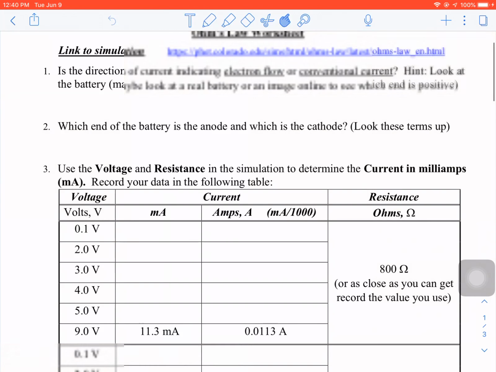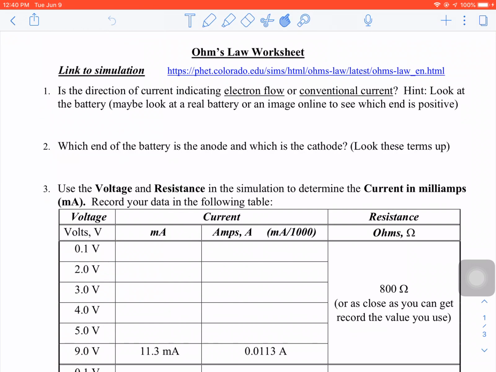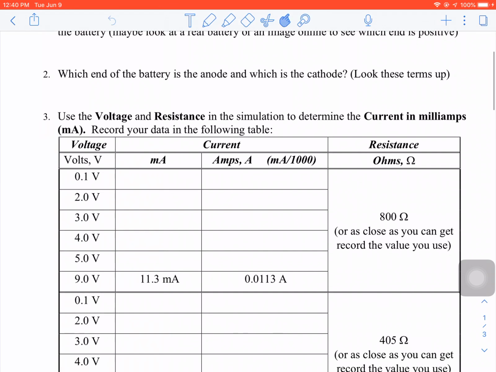Okay, in Notability, I have already uploaded my worksheet for the lab. This is the worksheet that you're going to download, and you're going to basically fill in the pieces here. So I've already done one. You're going to be looking at the relationship between voltage, current, and resistance in a circuit. So I've already done the first one for you here. You're going to be starting with 800 ohms of resistance. We're going to talk about resistance in a moment, and with 9 volts of potential or voltage.